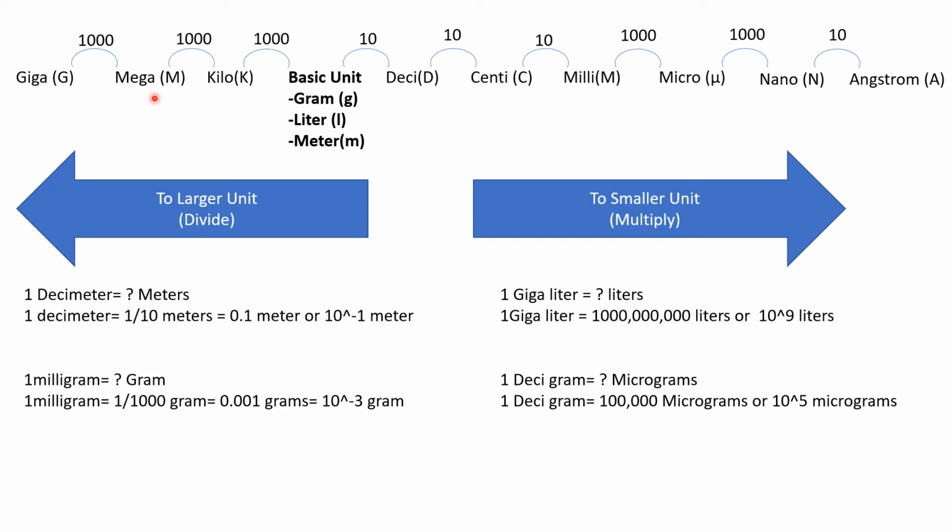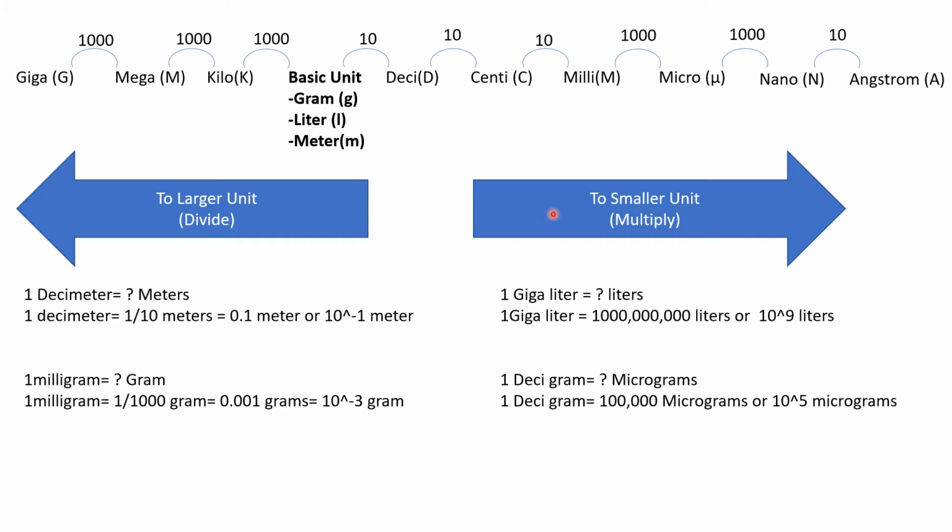1 megagram is equal to 1,000 kilograms. 1 megagram is equal to 1,000,000 grams, because you're multiplying 1,000 by 1,000. You would get those 6 zeros.